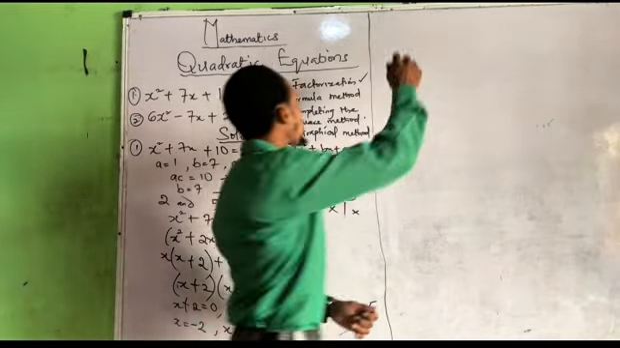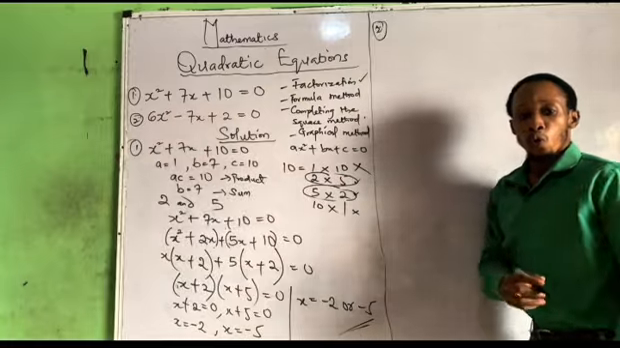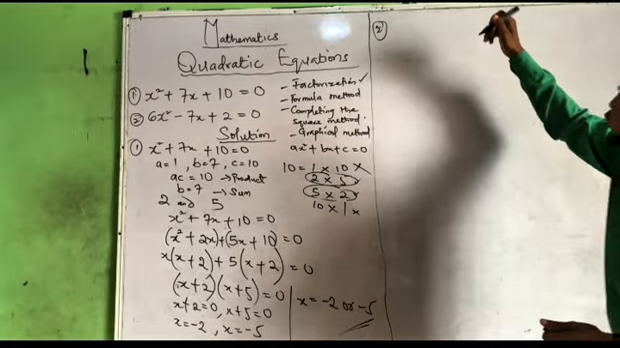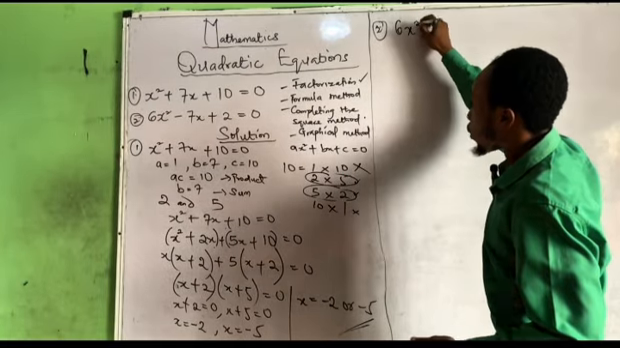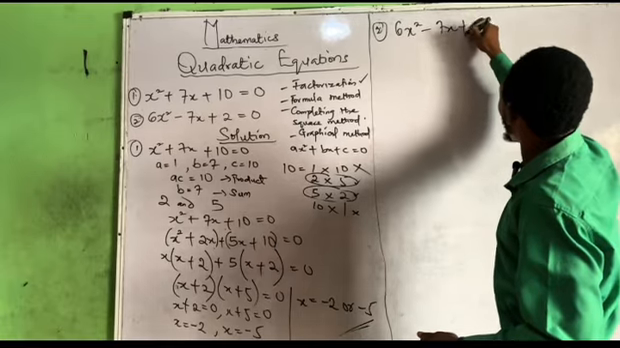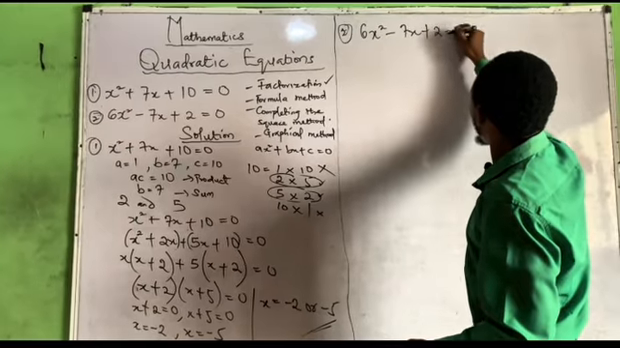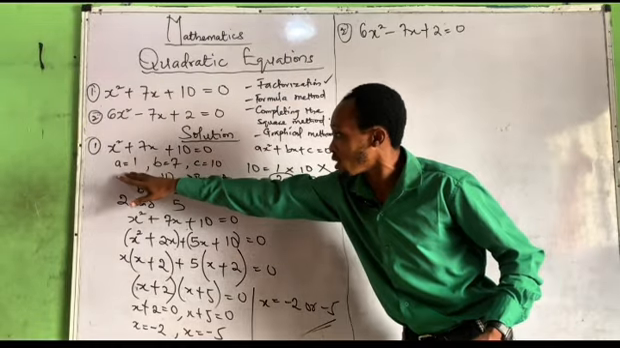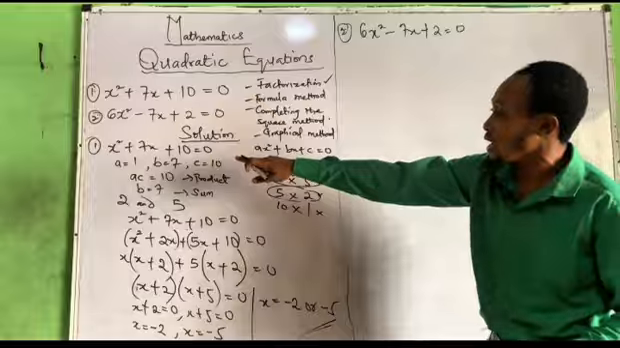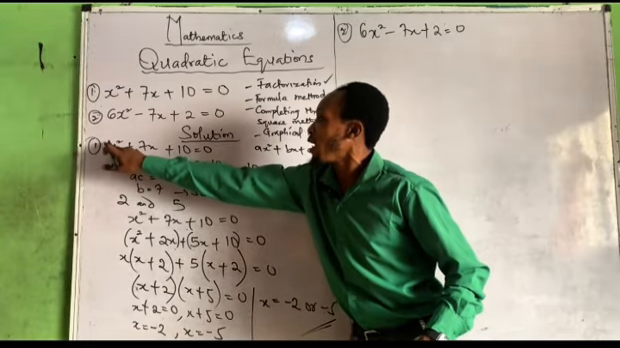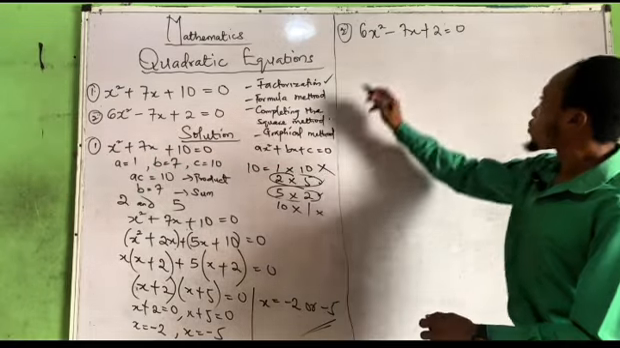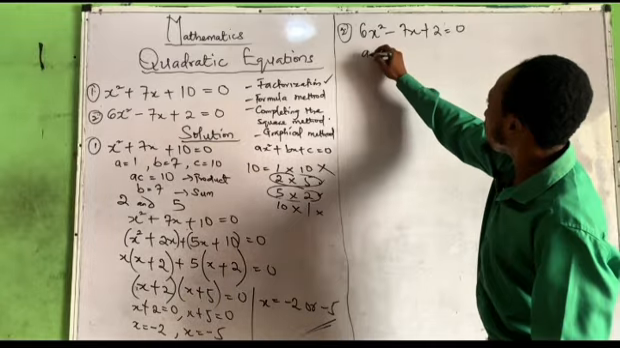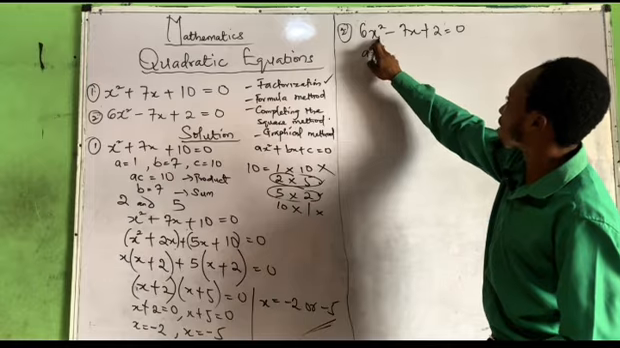Now let's look at the second one quickly. The second one is 6x squared minus 7x plus 2 equals 0. Now the same approach applies. Remember when we started, we said the coefficient of a is 1 because what is beside x squared is 1. But now, what is beside x squared here? a is equal to 6, because anything that is beside x squared is the coefficient.